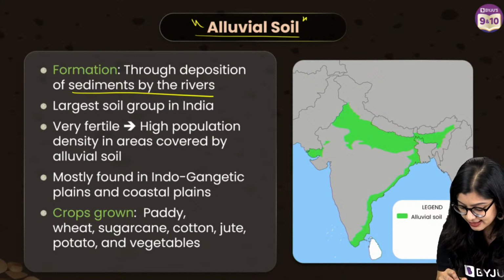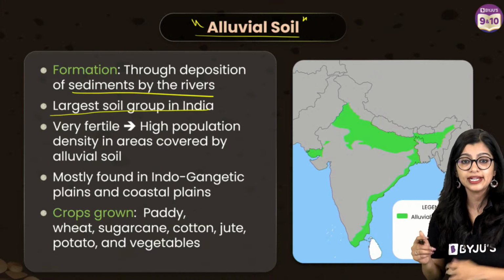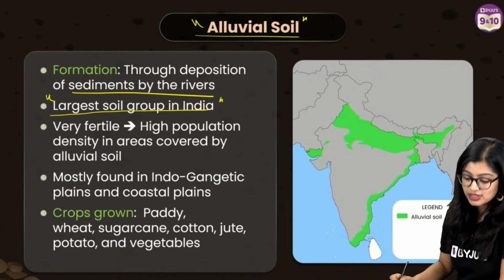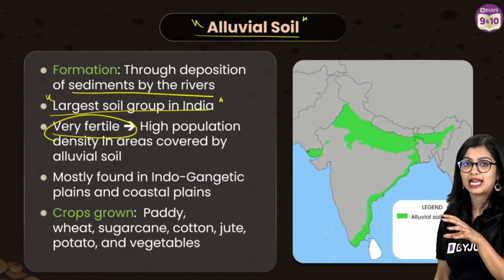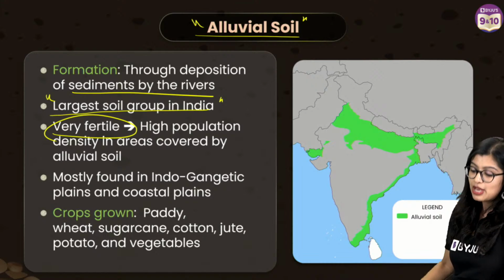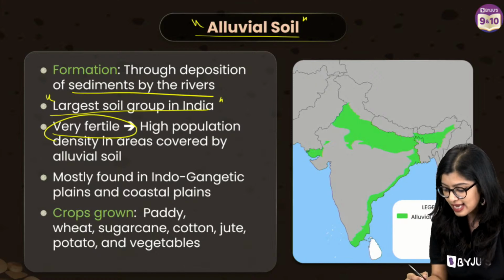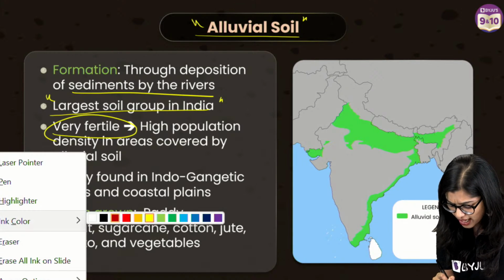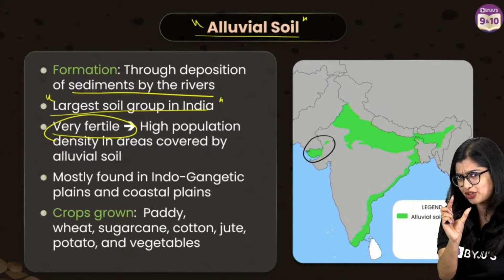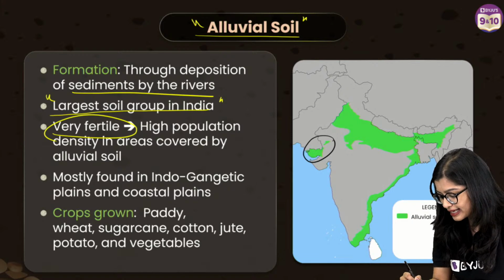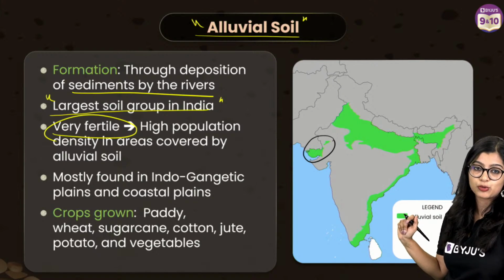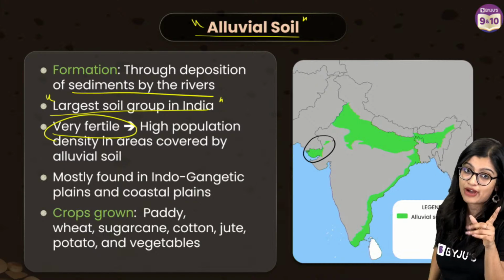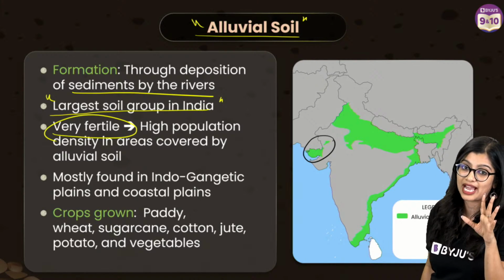Now we see that this is the largest soil group. This is one of the largest soil groups in India, and this soil is highly fertile. We find it in the northern plains, in the Indo-Gangetic plains, and a part of Rajasthan and Gujarat will also have it. In the eastern coastal area you will find it too. So this is the distribution. The majority is found in the northern plains, especially the Indo-Gangetic plains.